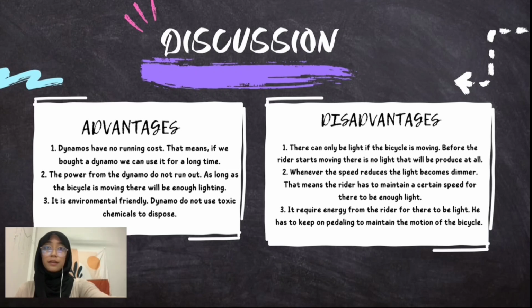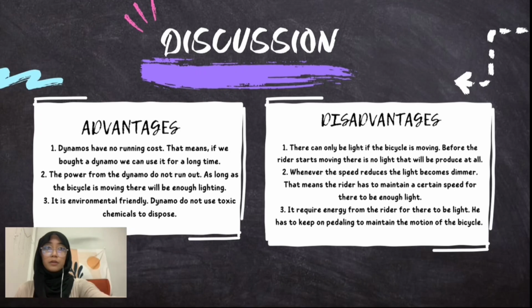The first one, dynamos have no running cost. That means if we buy a dynamo, we can use it for a long time. The power from the dynamo does not run out either. As long as the bicycle is moving, there will be enough lighting. The last one, it is environmentally friendly. Dynamos do not use toxic chemicals to dispose of.